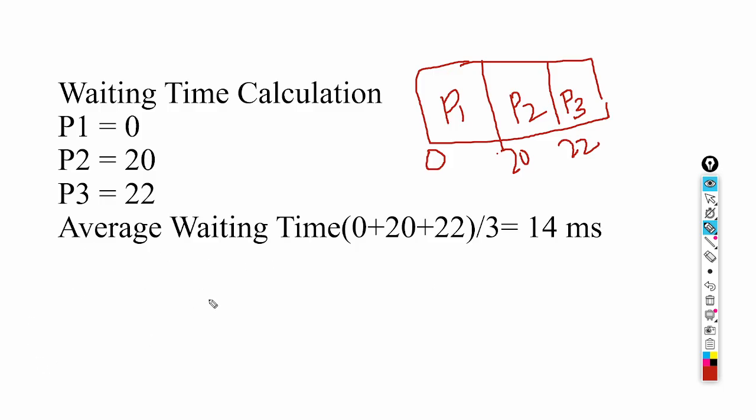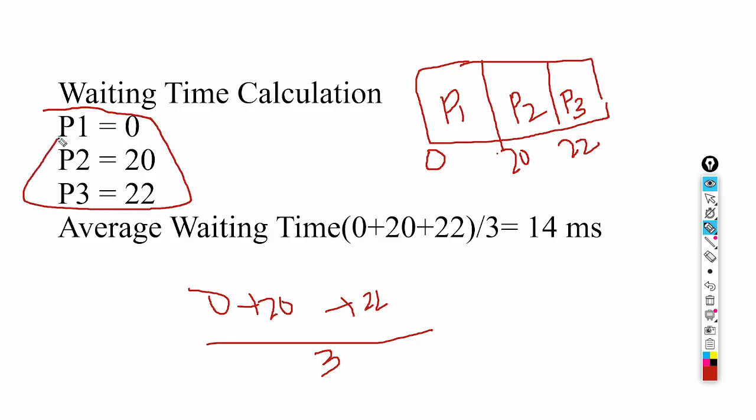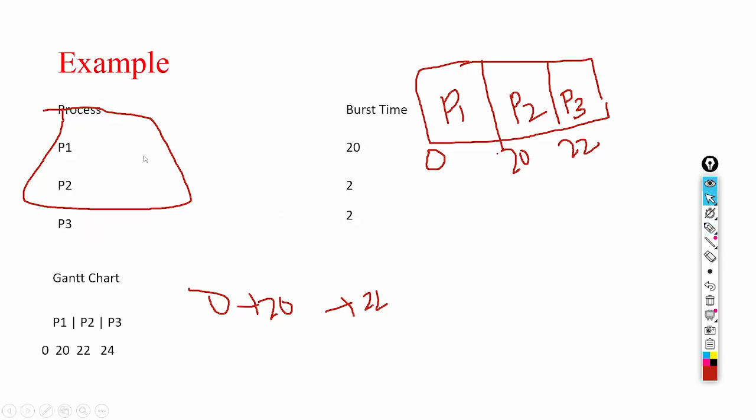So the average waiting time calculation is 0 plus 20 plus 22, divided by 3. Why divided by 3? How many processes are there here? 3 processes. If 4 processes are there, we divide by 4. Here only 3 processes are there, so we divide by 3. So what is the answer? 14 ms. This we call the waiting time calculation for the FCFS, first come, first serve.